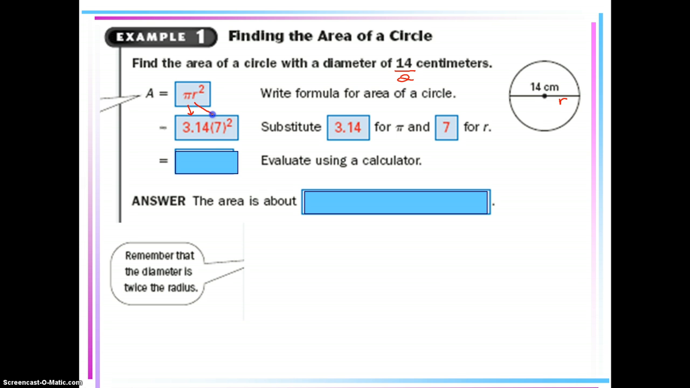Substitute in pi, substitute in the r, which is 7. Always do your exponents first. So square this first. You're taking 3.14 times 49. The answer is 153.86. The area is about 153.86 square centimeters.